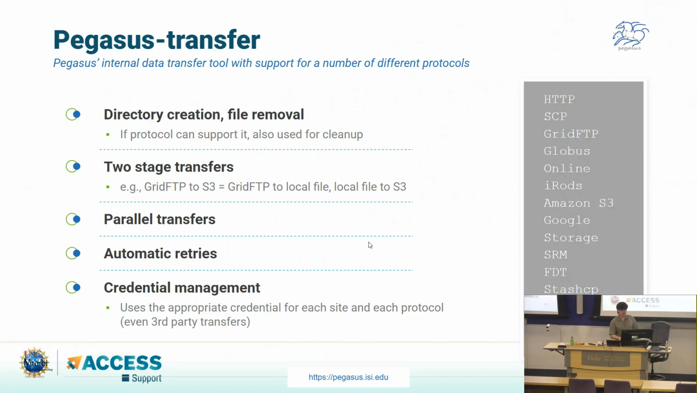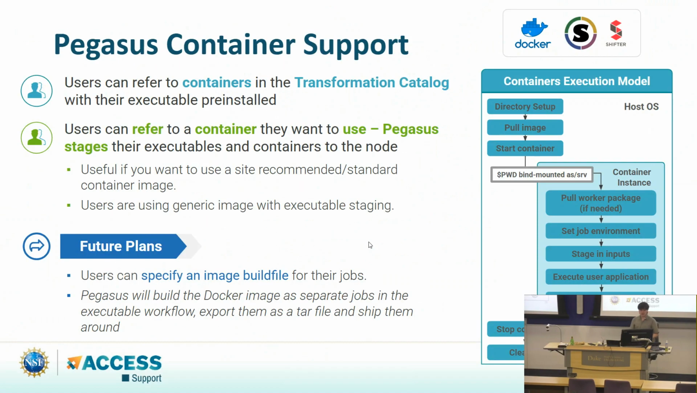Pegasus Transfer is a tool that allows you to transfer data internally. It has automatic retries, parallel transfers, all the good features that are necessary. There's also credential management, which is really useful. Pegasus can also use containers if wanted. Users can refer to a container they want to use, and you'll be able to use an image and have workflows running.